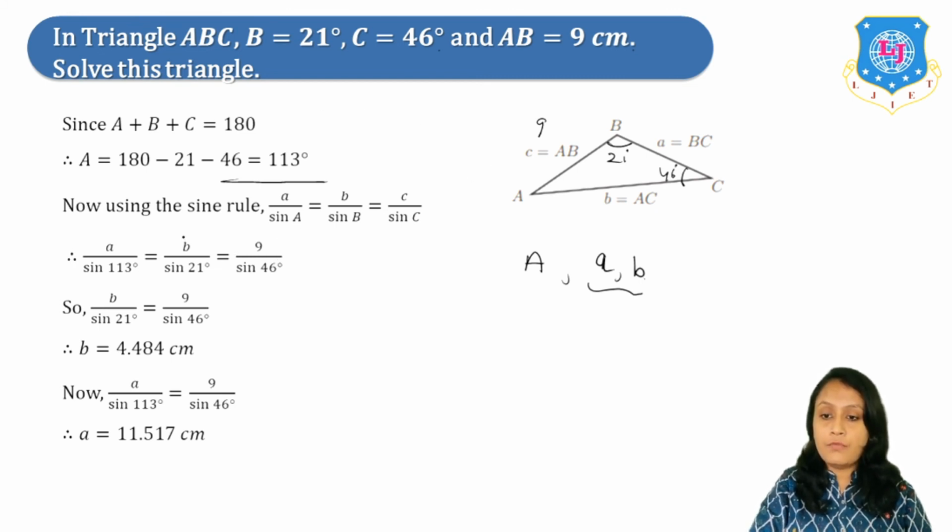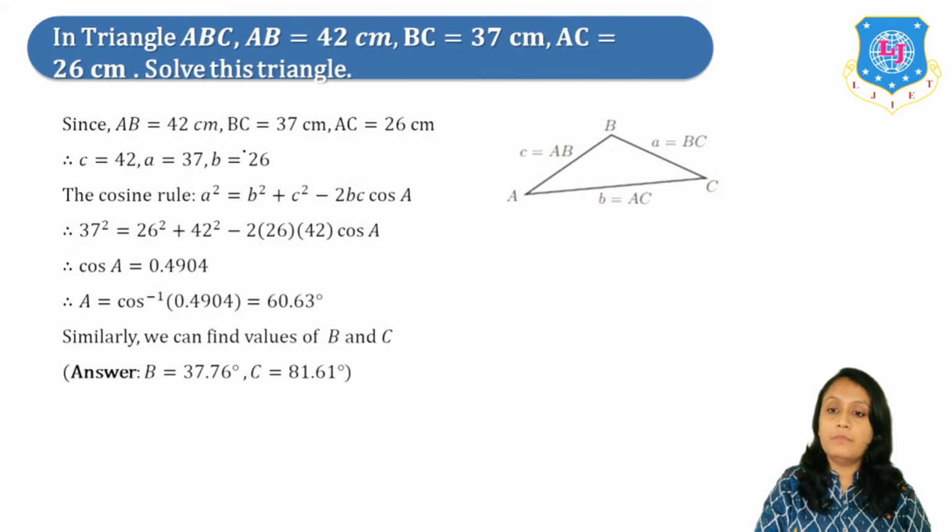Now to find b, we'll compare these two terms. So b upon sine 21 degree is equal to 9 upon sine 46 degree. Using the calculator you can find the value of b, which you will get as 4.484 centimeter. Now we'll compare the first and the last term to get the value of small a. So a upon sine 113 degree is equal to 9 upon sine 46 degree. Again using the calculator you can get the value of a as 11.517.